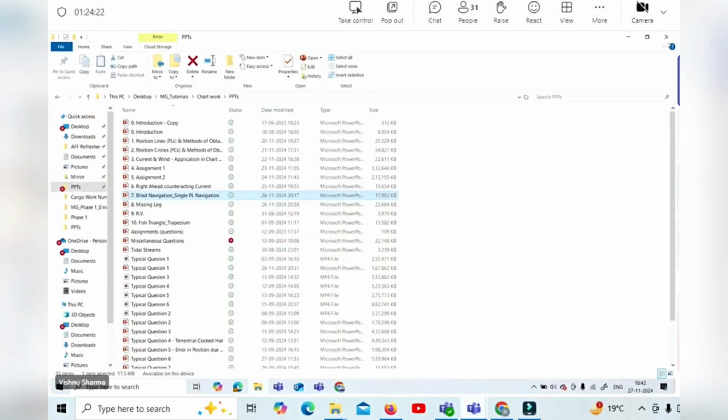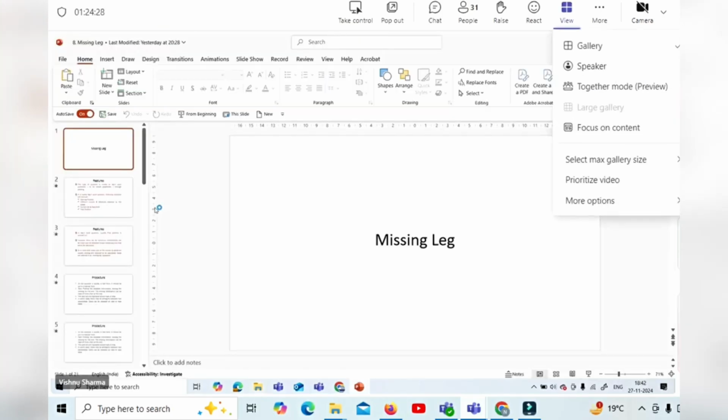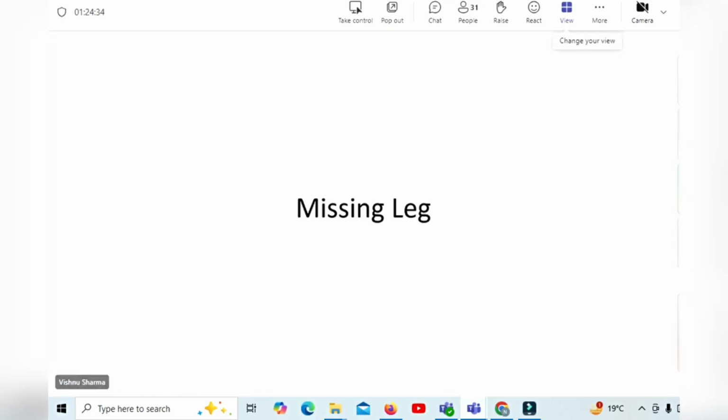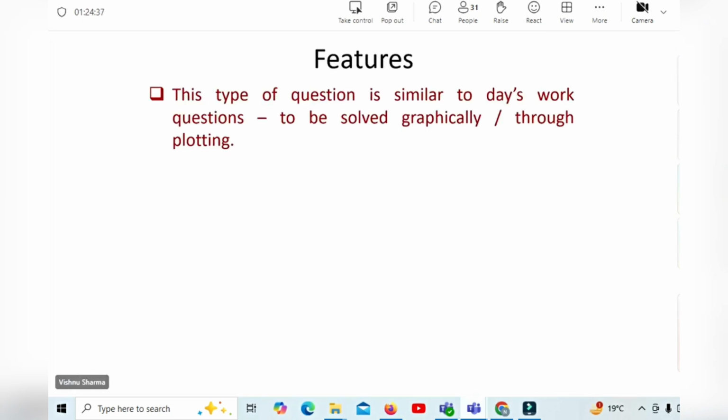Guys, the next small method that we'll take today is the missing leg, which somebody also named while we were doing that typical question. It's a very, very simple method. Only thing is you have to just keep your cool. These questions are very similar to day's work questions, which you did in second mates. The difference is, in second mates, you were numerically solving it by making the table of D lat, departure, and then D long, and this and that. Here, we are talking of solving the day's work question graphically on the chart by plotting. That's all. And solving through plotting is always easier than calculation.